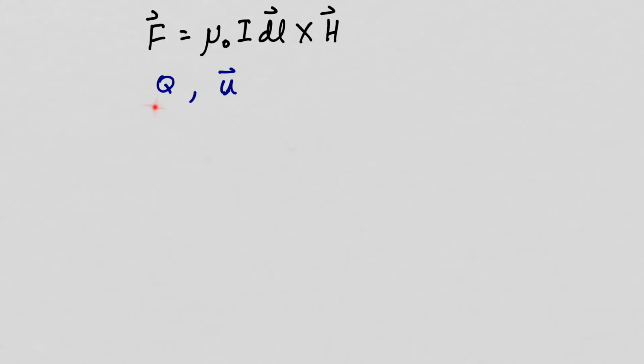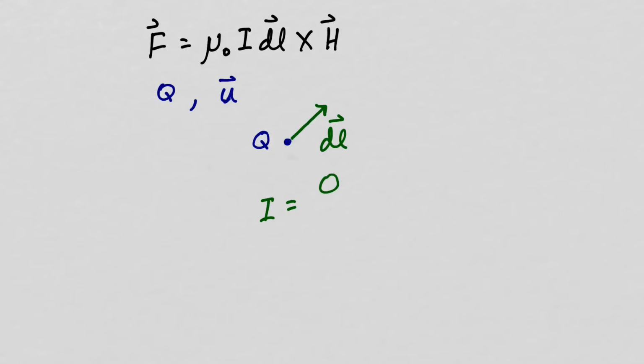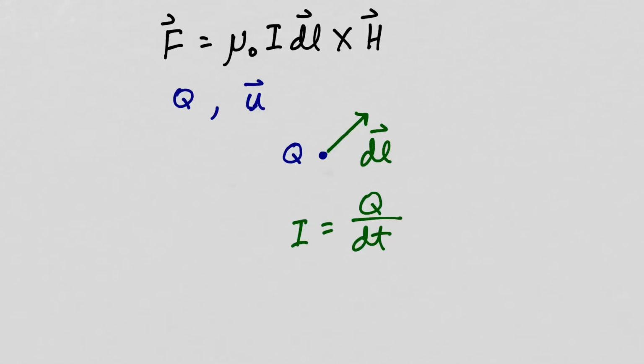Let's look at a charge Q moving with a velocity U. So every dt, the charge moves a distance dl. And so in the region of the charge, you can think of a current flowing as the charge at that location over the time dt. The velocity of the charge will be the differential length divided by the time dt.